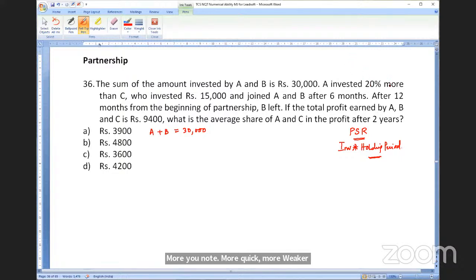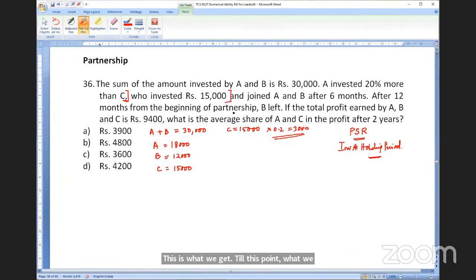A invested 20% more than C, who invested 15,000. C's investment is 15,000. Now 20% of 15,000, if I multiply this by 0.2, is 3,000. That means A has invested 3,000 more than 15,000. That means A's investment is 18,000. B's investment is 30,000 minus 18,000, that is 12,000. And C's investment is 15,000. This is what we get till this point.